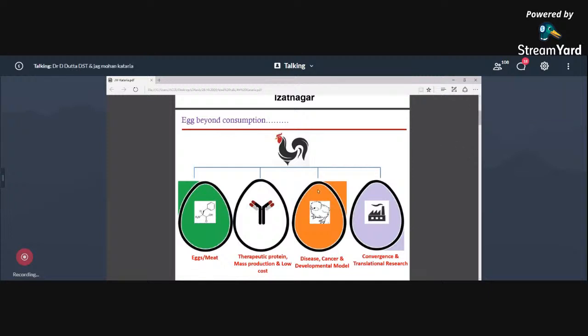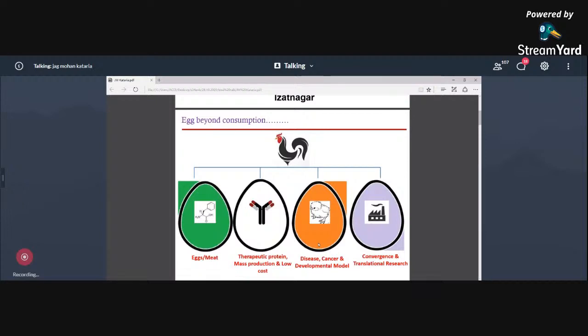So if you look at poultry, poultry has become an industry now, and it is progressing at a very fast pace. There is commercial poultry, and we have backyard poultry, or the recent terminology, family poultry, as we call it. Poultry does not give only egg or meat. It is being used for so many other things.